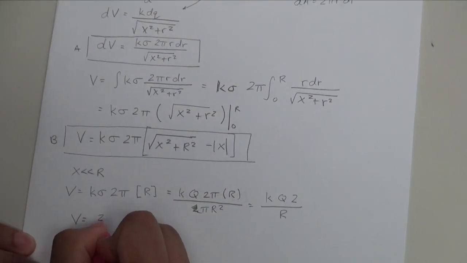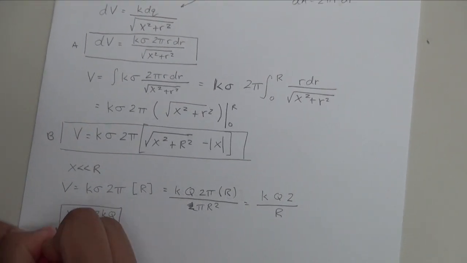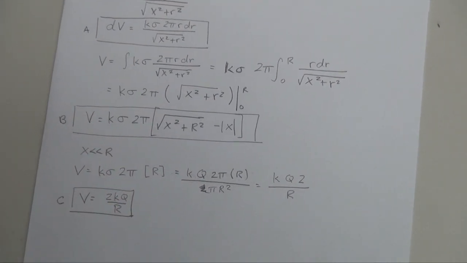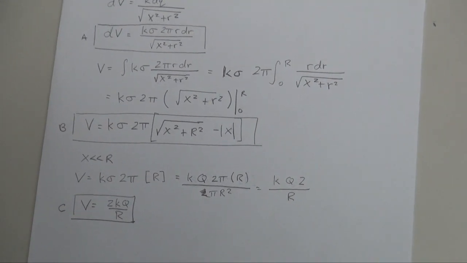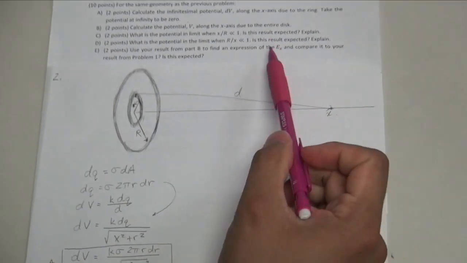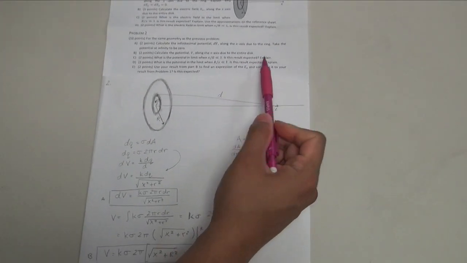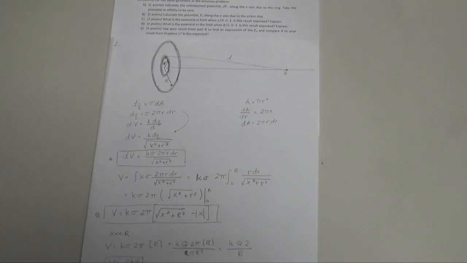And rewriting it, we should get 2q over r. And that is the answer to C. So the second part to C asks, is this result expected? And yes, this is expected.